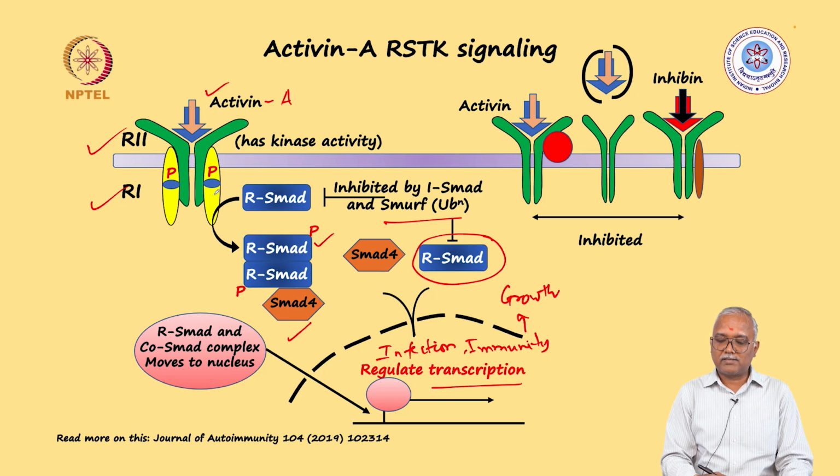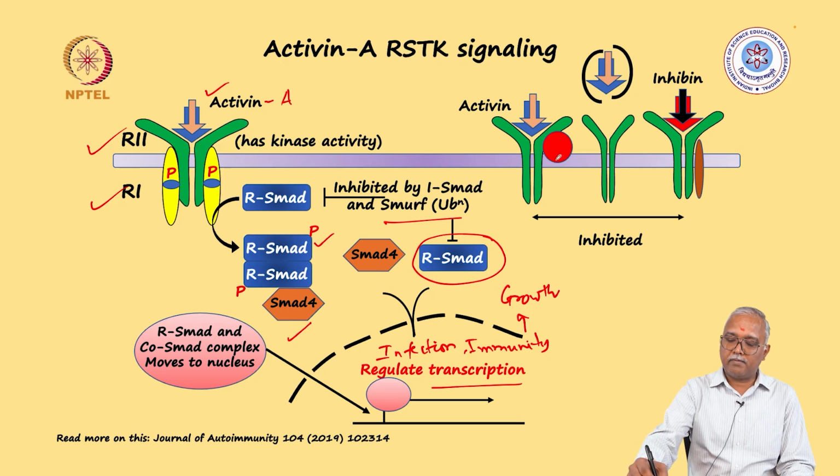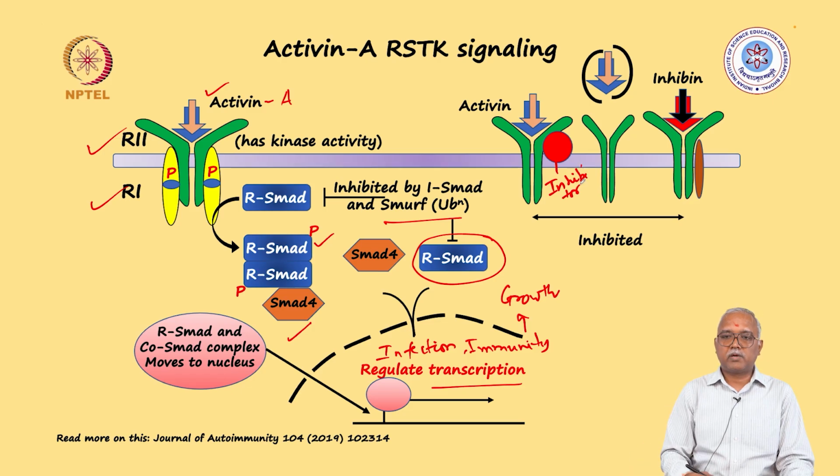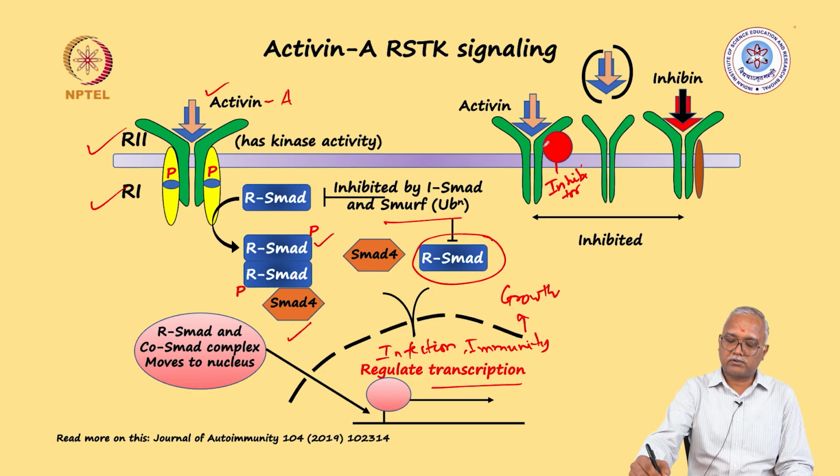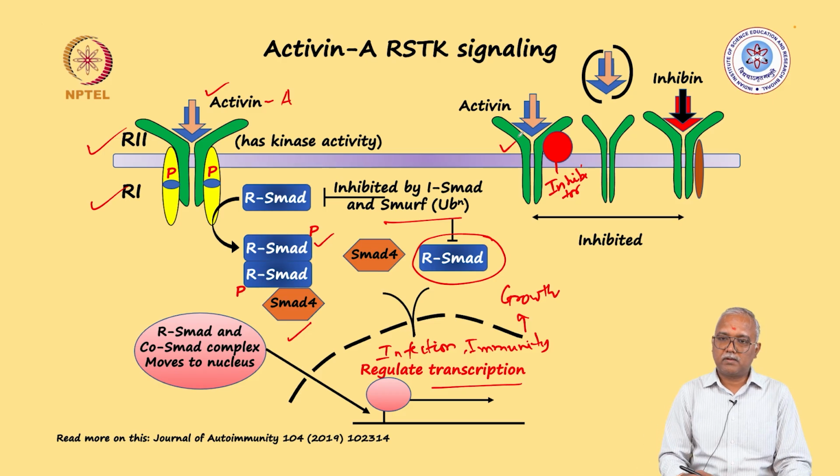One of the ways is that it binds to an inhibitor. So an inhibitory protein which is part of the membrane associates with this activin and receptor complex, and thus it will not be able to activate the system. Removal of this inhibitor is very important. This inhibitor must be removed so that activation can happen.